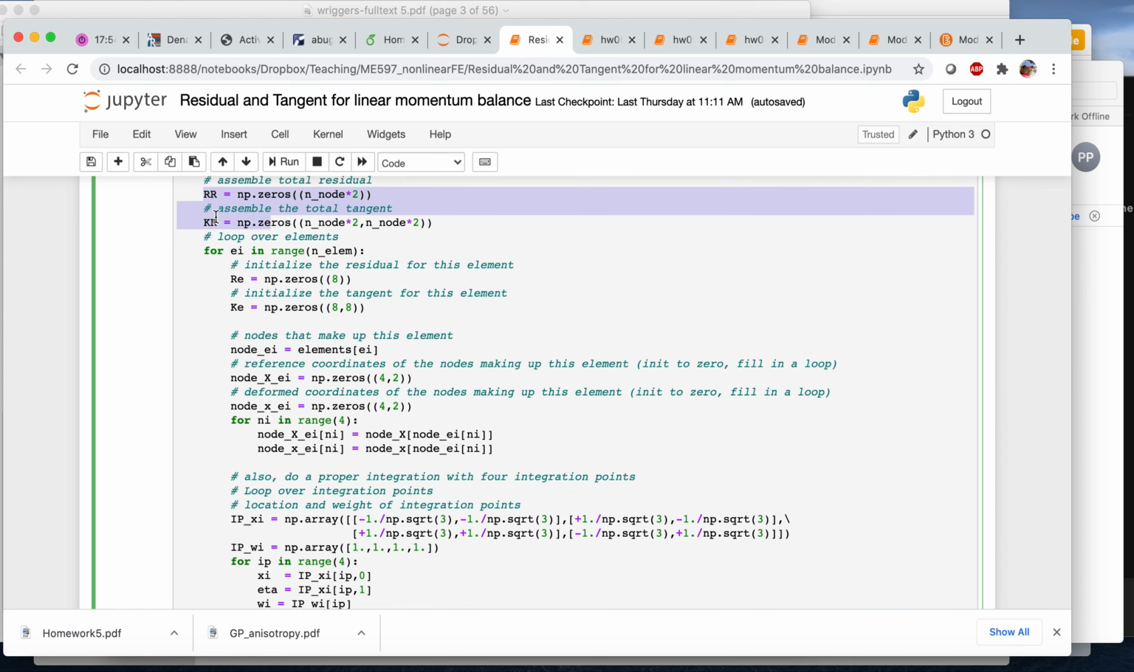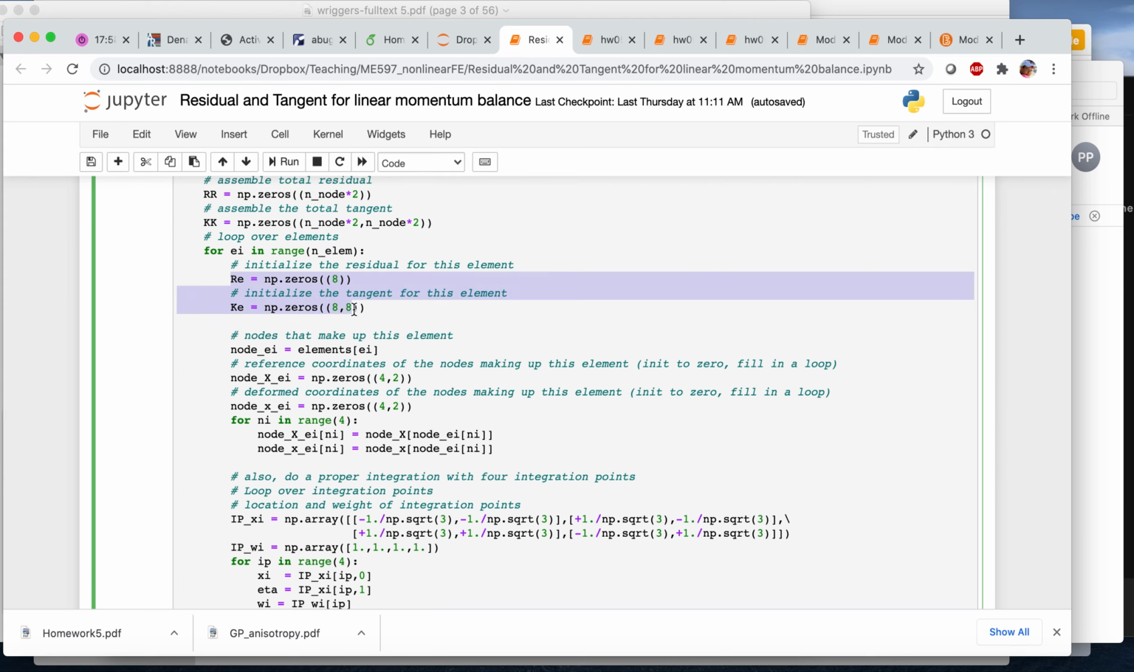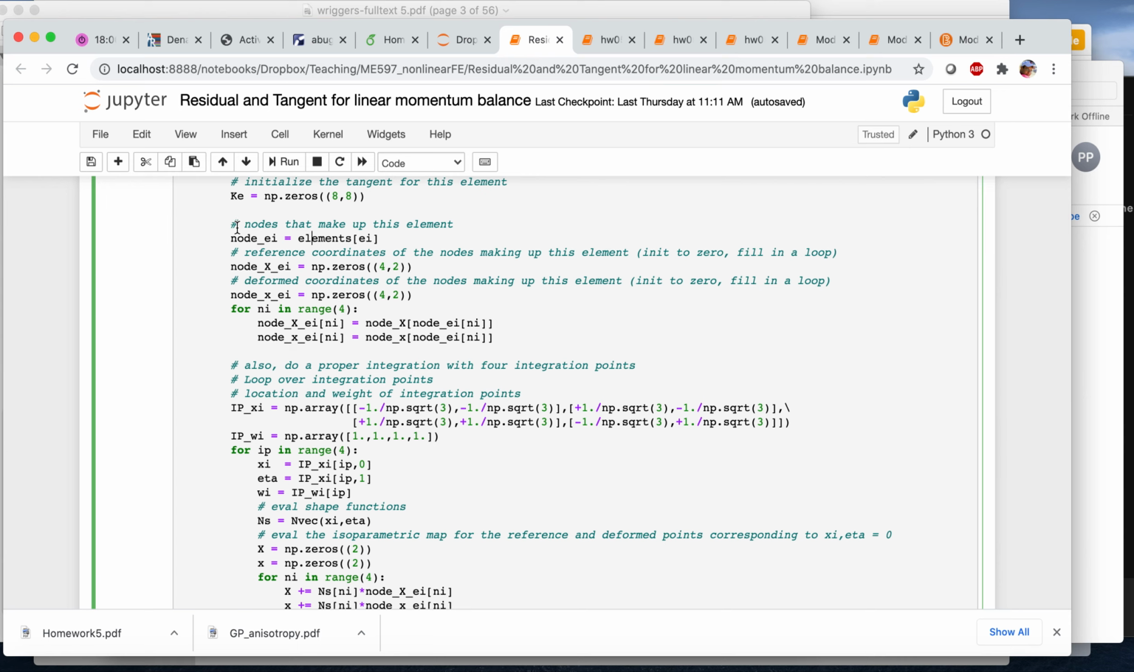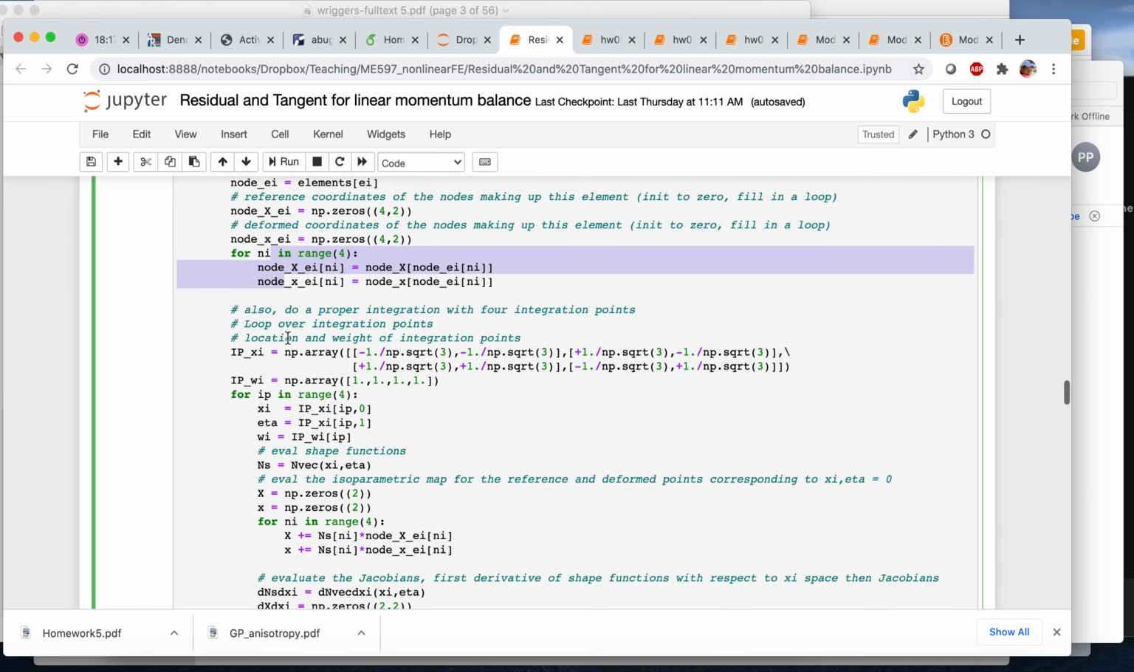Okay, how do we fill in this? We have a loop over elements. We initialize the residual of the element and the tangent of the element. That's just a vector 8 by 1 or a matrix 8 by 8. This you've done from your homework. Get the nodes that make up this element. Then the reference and deformed coordinates of this element. Fill that in with this for loop.